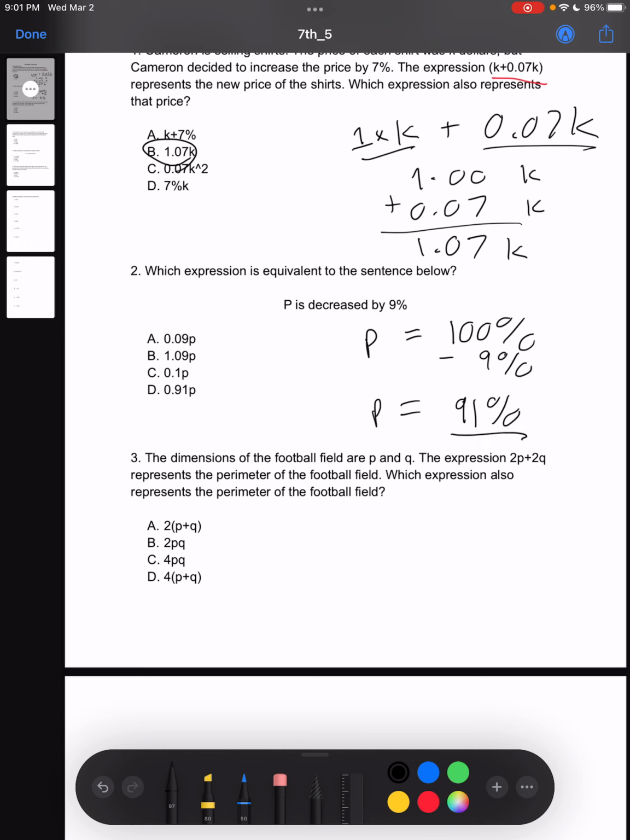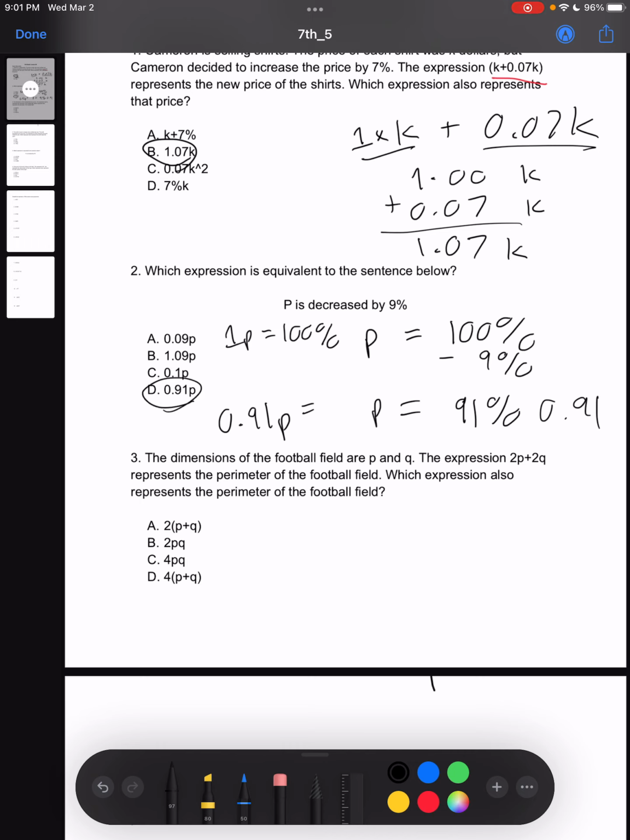We can rewrite this percentage as a decimal, or 0.91, and we can multiply that into the P to get the expression 0.91P, which is the same thing as saying P is decreased by 9%. In other words, if 1P is equal to 100%, 0.91P is equal to 91%, which means the same thing as decreasing P by 9%. This then makes our answer D.